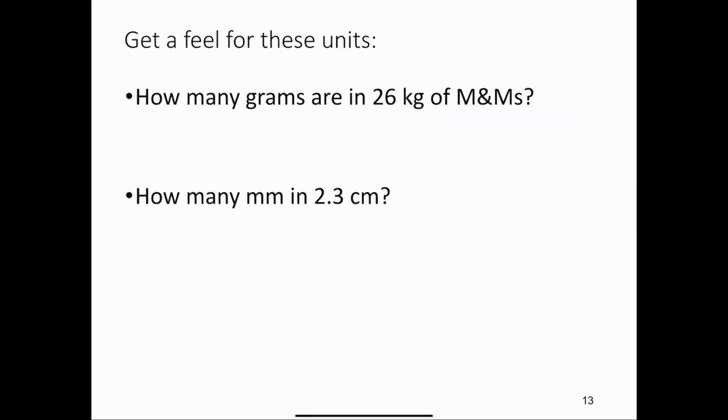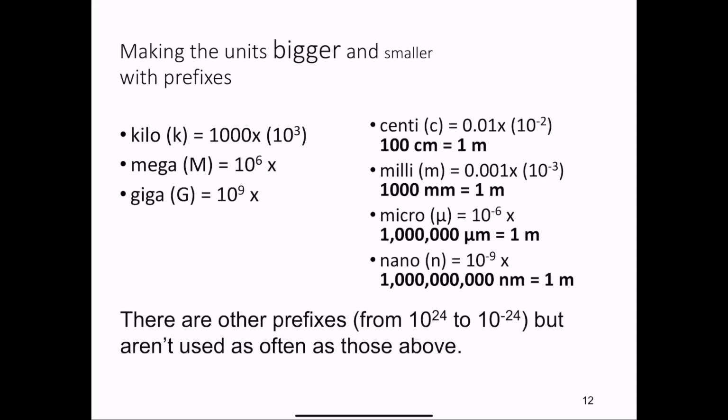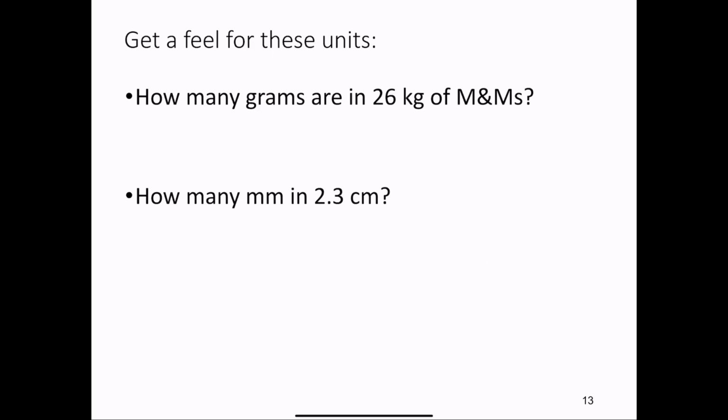All right, so for this first example, how many grams are in 26 kilograms of M&Ms? Well, let's go back to the previous slide to remember how many grams are in a kilogram or how many kilograms are in a gram in the first place. This information tells us that there's 1 kilogram for 1,000 grams. So if we page forward, if 1 kilogram is 1,000 grams, then 26 kilograms must be 26,000 grams. No problem.